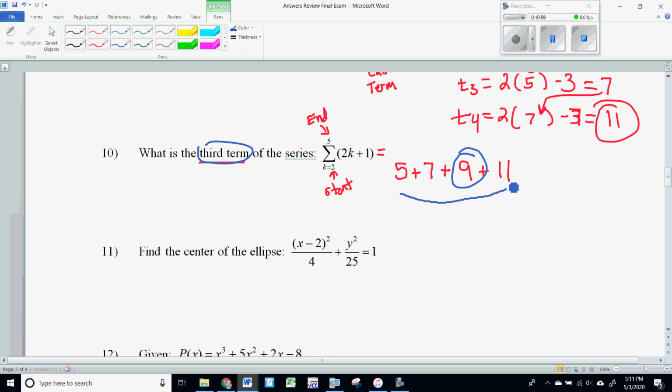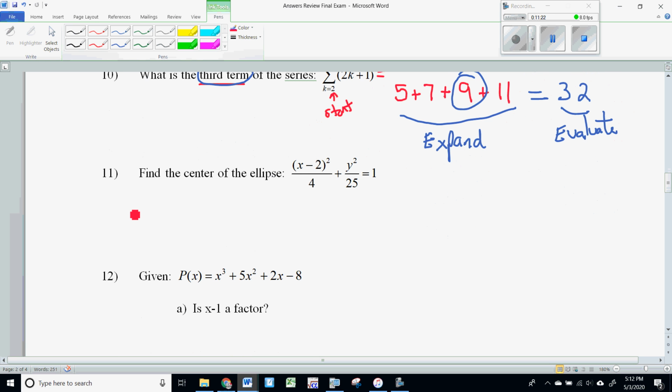Remember just some terminology here. This is what's called expanding the series. And then if I add these up, 9 plus 11 is 20, and 12, this is 32. This right here is called evaluating. So there are different kinds of things we can do with sigma notation.